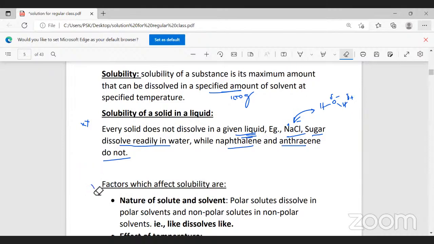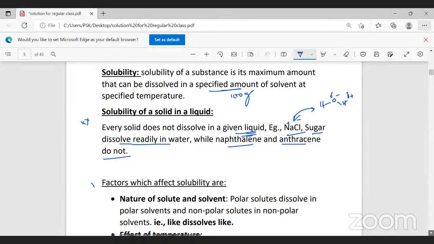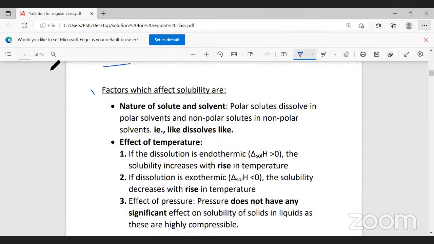Now, the factors which affect solubility. This we will see in a few minutes, and then we'll stop the class for today. First, nature of solute and solvent. Just now I told you, polar solute dissolves in polar solvent, and non-polar solute dissolves in non-polar solvent. That's why I gave you like dissolves like. Second, effect of temperature. If the dissolution is endothermic, delta H is positive, greater than 0. Then solubility increases with rise in temperature.